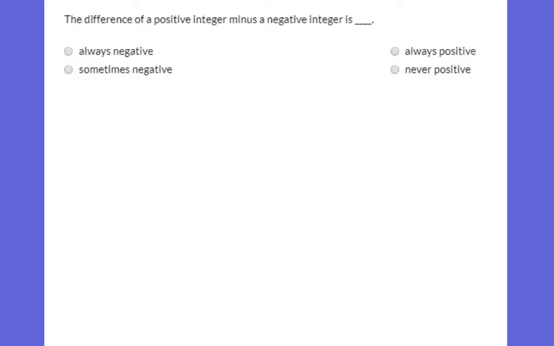Next, the difference of a positive integer minus a negative integer is something. Okay, I can't think unless I have an example. So a positive integer, I'm just going to write, it's hard to write with a mouse. Let me go to my board. I'm just going to write a 4. It's a positive integer. Minus, so I'm going to write a minus, a negative integer. So I need a negative here. And I'm just going to write negative 1.